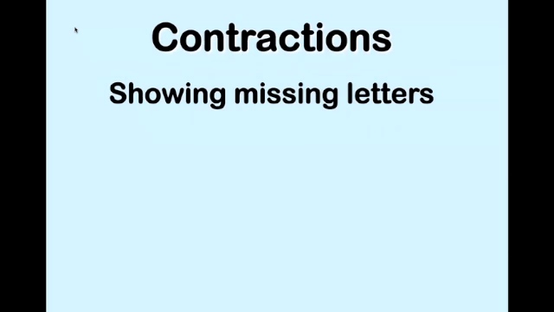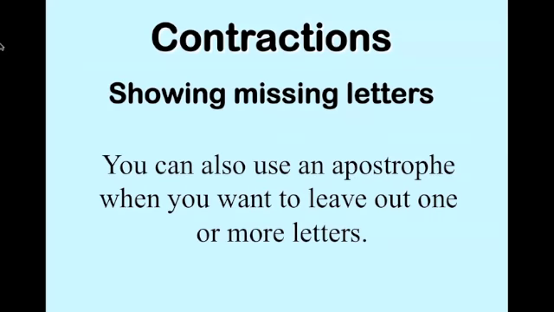Contractions. Contractions are used to show missing letters. Basically, I like to think of apostrophes as little arrows to show that the letters are missing from two words that are squeezed together. So you can also use an apostrophe when you want to leave out one or more letters. So, for example, look at all these words, this great big list. We can make them all contractions.